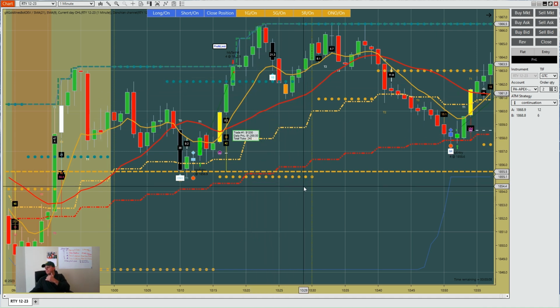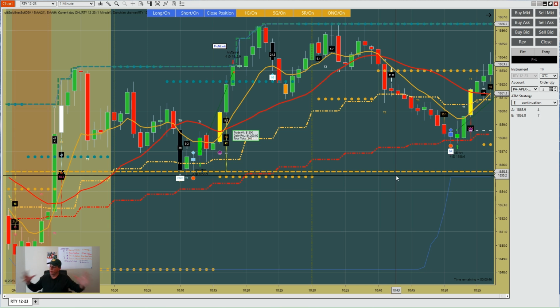If I'm south of it, I'm looking for shorts, and I'm using this 5 minute red line as the place that I see the market being rejected, say to the north if it's coming in from the top, or to the south if it's coming in from the bottom.